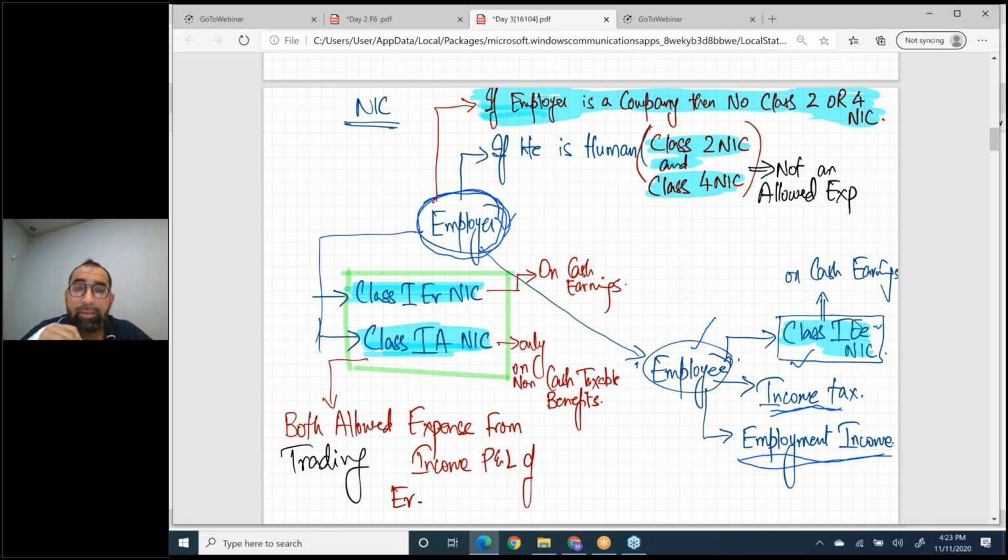Now, open your eyes, see, I have highlighted it. As these two NICs are paid by the employer for their employees, that's why these two NICs are allowed expenses from the trading income P&L of the employer. Class 1 employer and class 1A NIC are treated as an allowed expense from the trading income P&L of the employer.